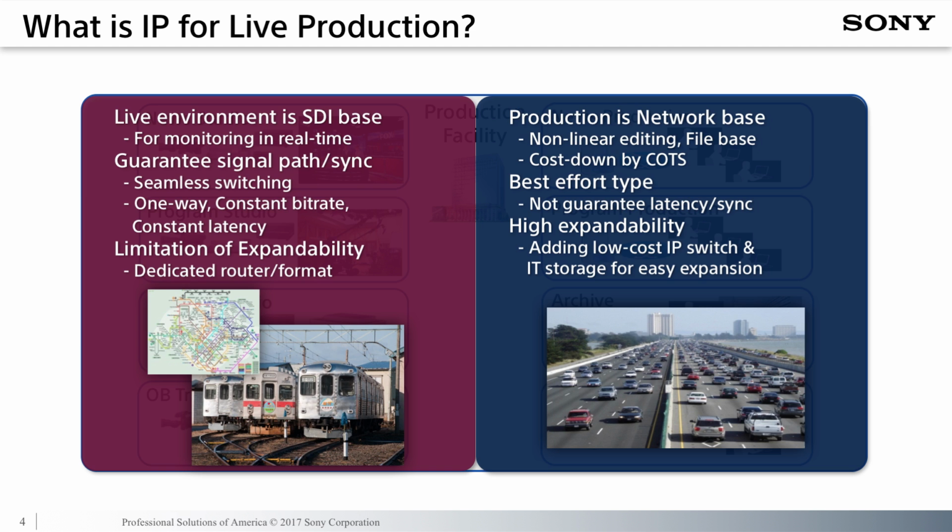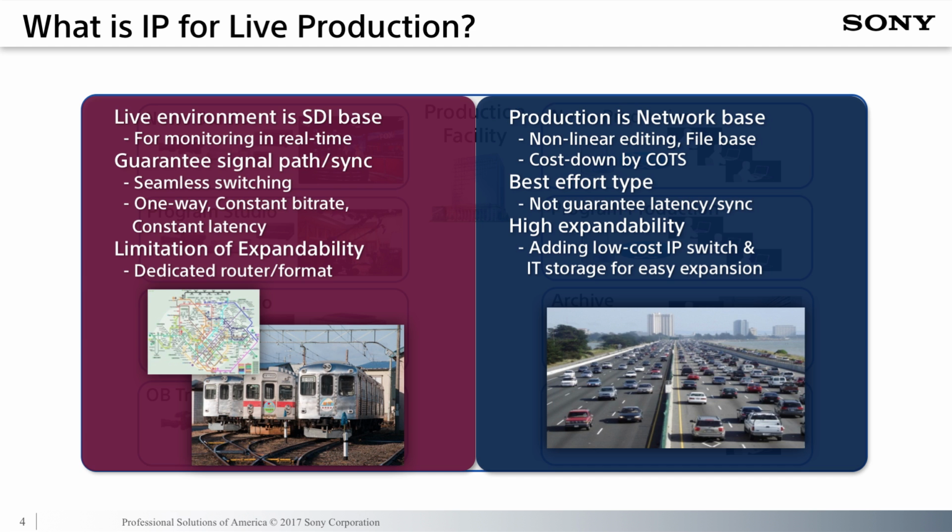So we say that this is guaranteed signal delivery, guaranteed bit rate, constant bit rate from the source to its destination. So we draw the analogy here to a railway system or train system where on one track you have one train at one time. So on one cable you have one signal at one time going in one direction.